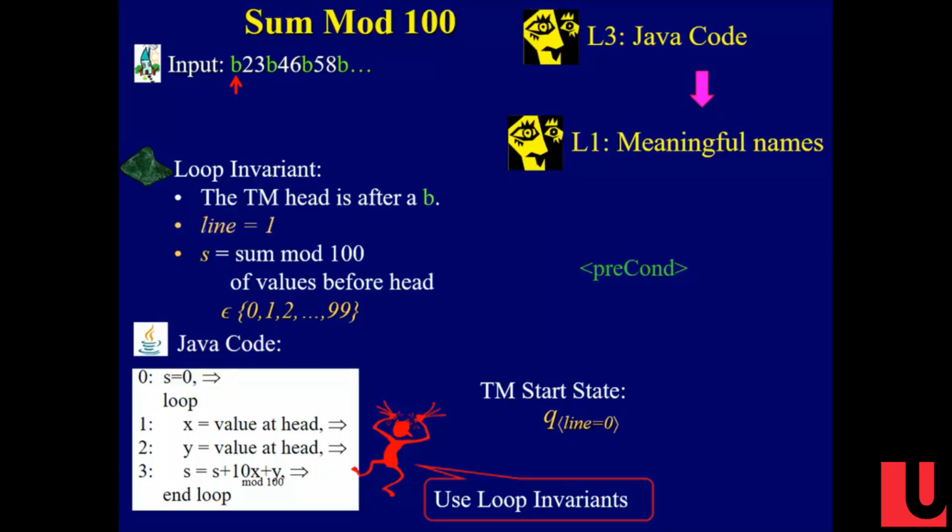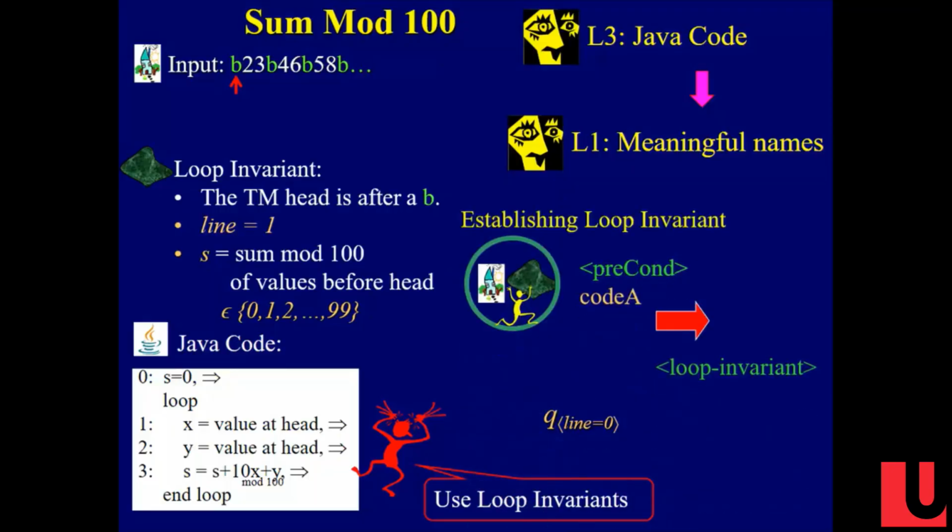So in this code, the head is moving. Going from line 0 to line 1, the head needs to move, so I need a transition there. If the head didn't move in this code, then it would be okay for me to start right here. Does that make sense? So I'm starting at line 0, the precondition's true. That means I'm here, the head's there, and I have that on the tape. That's the precondition. And I need to establish the loop invariant.